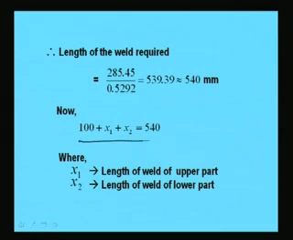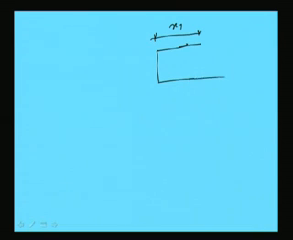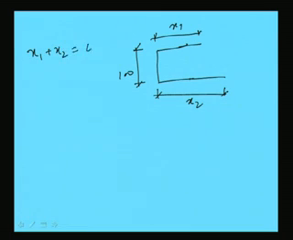So, what I was discussing is that 100 plus x1 plus x2 will become 540, where x1 and x2 are the lengths of the upper part and lower part of the plate, x1 being the length of weld of the upper part and x2 the length of weld of the lower part. Say this is x1 and this is x2, and this is 100, which we already have. So, basically x1 plus x2 will become 440. Now, it has to pass through the CG of the angle.